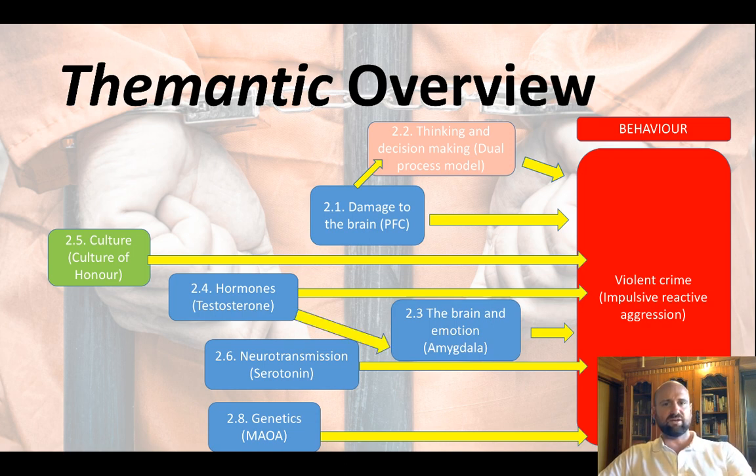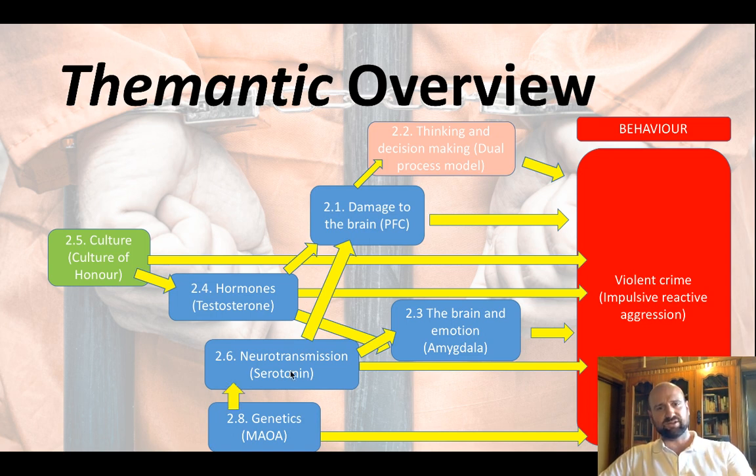So I might say, all right, the brain affects behavior, but testosterone affects the brain, which affects behavior. Testosterone affects the prefrontal cortex, which affects our thinking, which affects behavior. The culture of honor can affect our hormones, which affects us. And so it gets slightly more intricate as the topics progress.